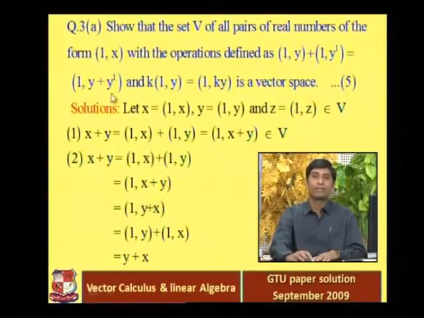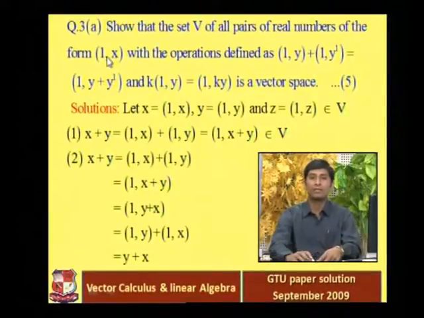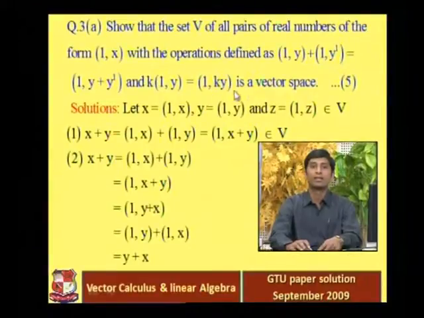So the elements are (1, x), with the operations defined by (1, y) + (1, y') = (1, y + y'). We just have to add the second coordinates. And scalar multiplication k(1, y) = (1, ky). Is it a vector space?